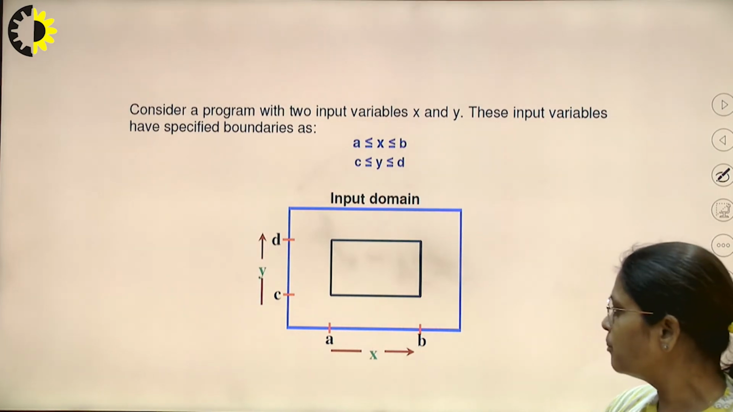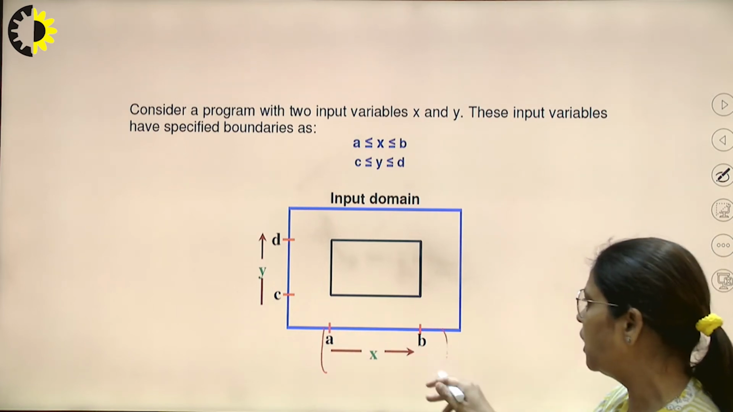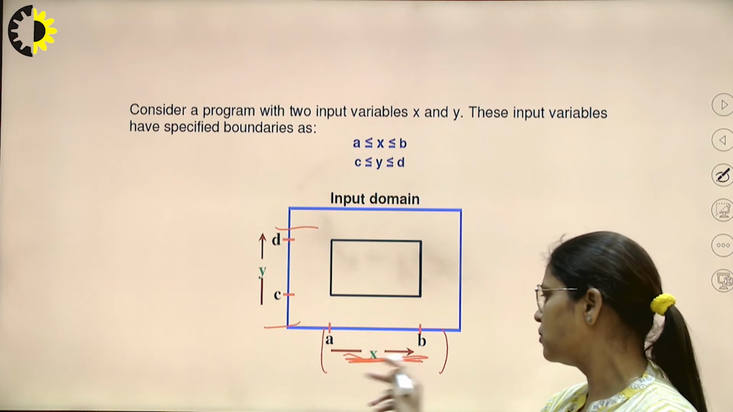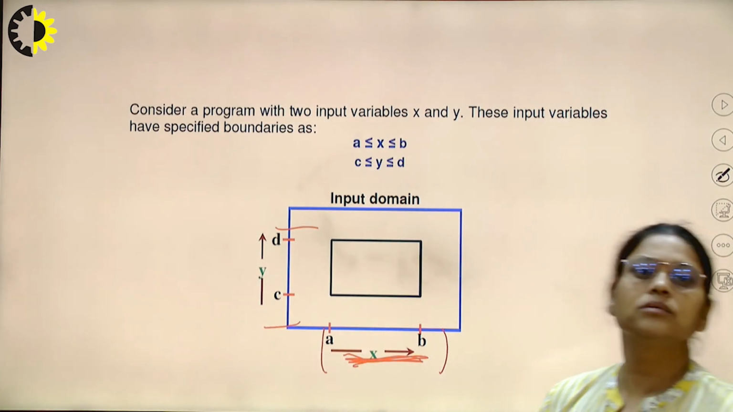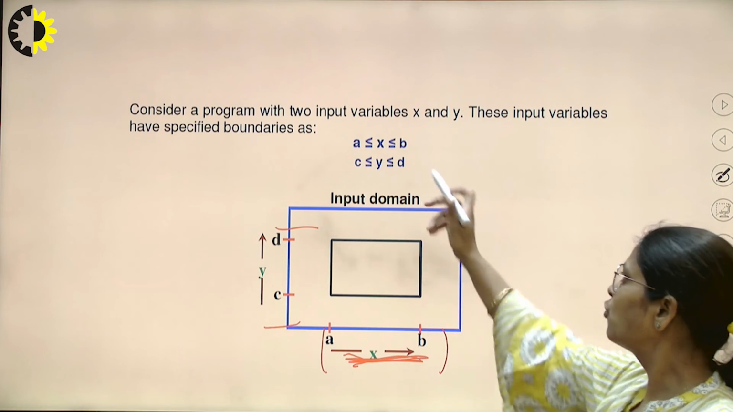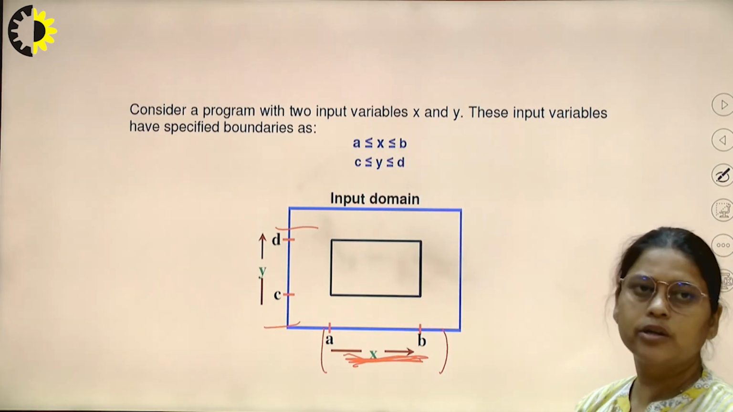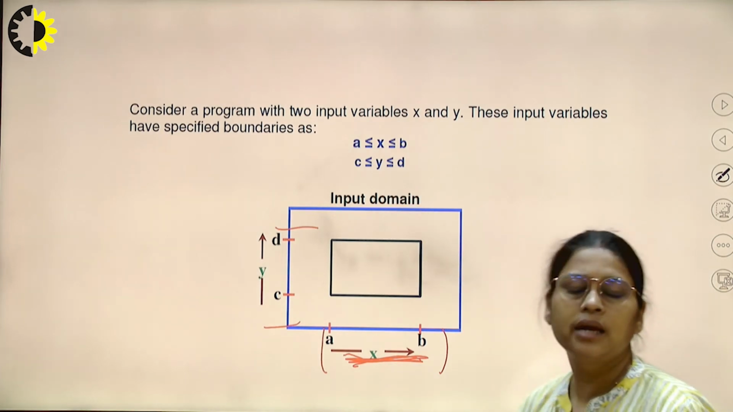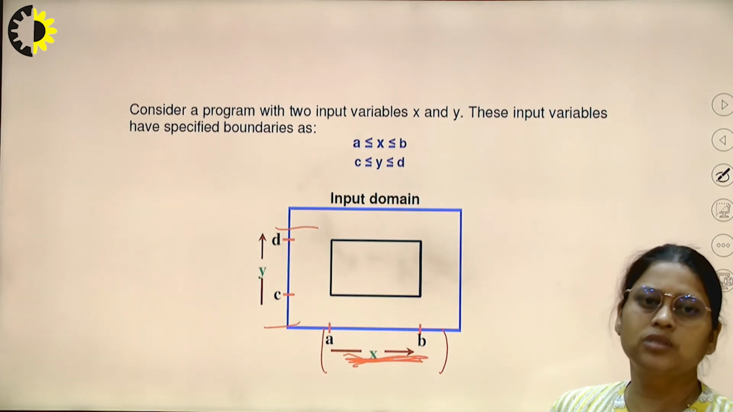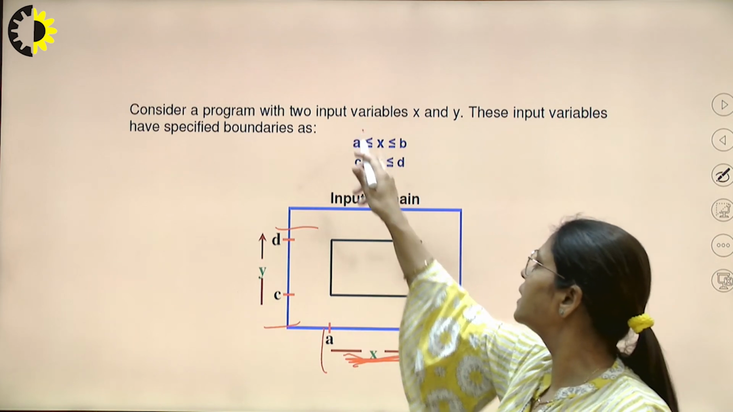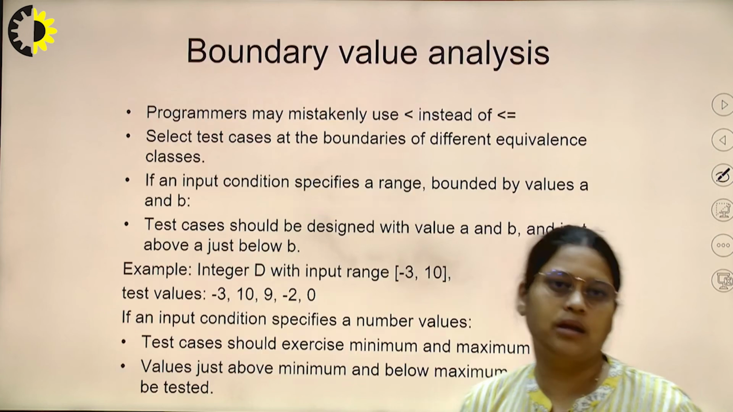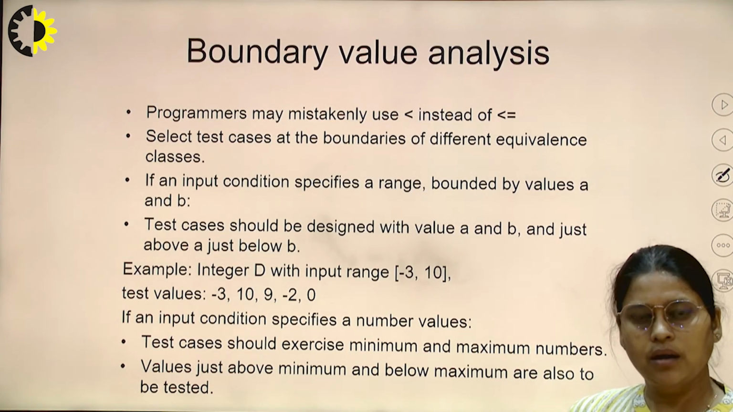For example, there is some input domain with boundaries a and b, c and d. These results will come under this boundary. For example, x is greater than or equal to a and less than or equal to b, and y is greater than or equal to c and less than or equal to d. These are the boundaries, less than or equal to and greater than or equal to. We check these boundaries to see whether they give a correct result or not.